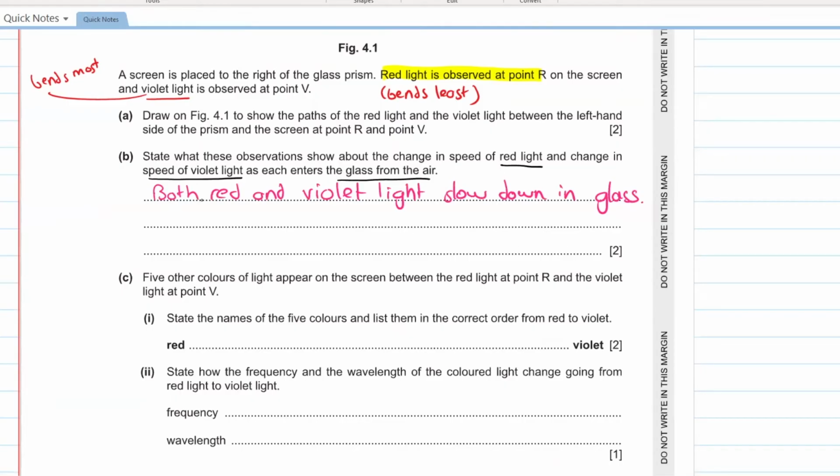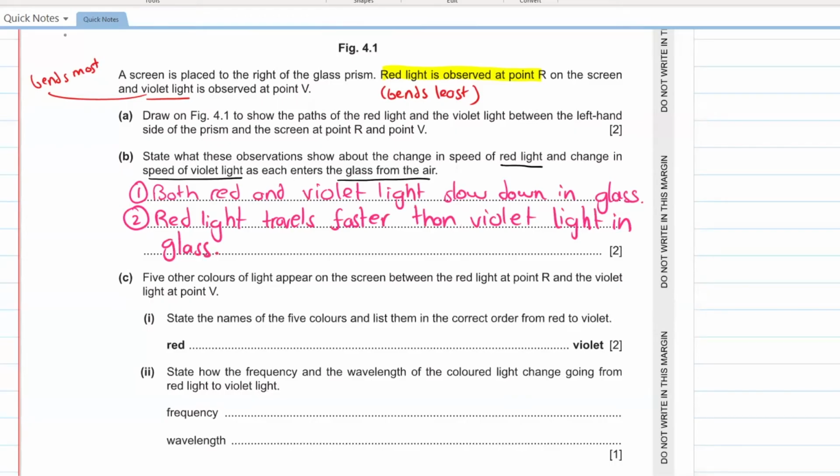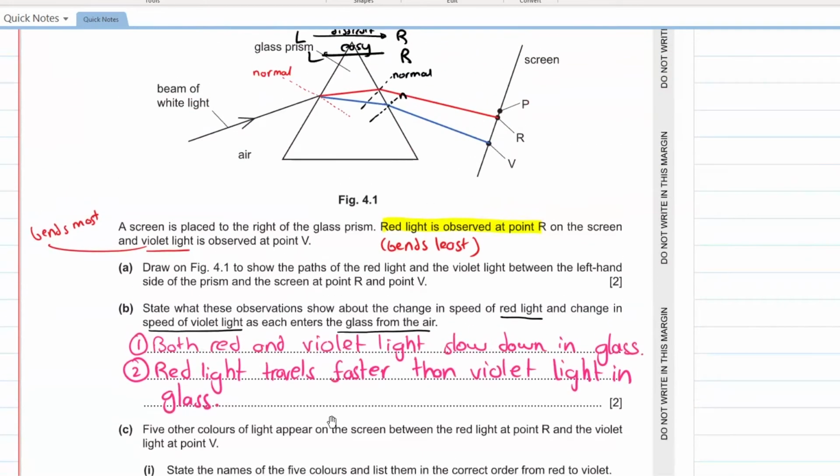However, for the second mark here, you will say red light travels faster than violet light in glass. Simple as that. That's why red bends least and violet bends more. Nothing complicated here. All clear, beta? Any ambiguities here you can ask away.